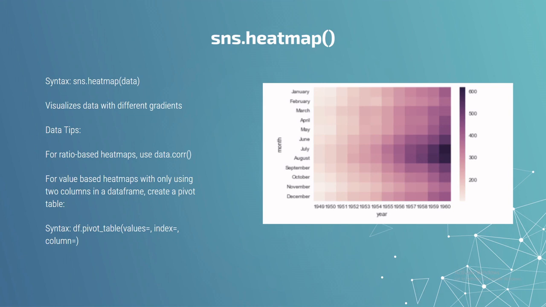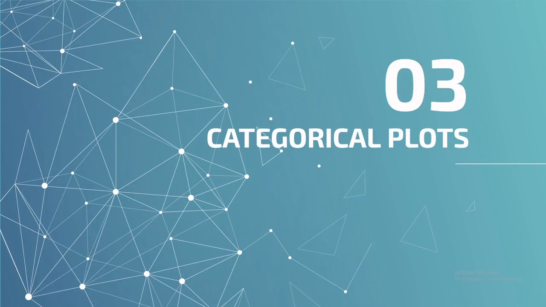For value-based heat maps using only two columns in a data frame, you can create a pivot table. A pivot table is quite interesting in the sense that it creates usable data for a heat map, and it will show you the density on the data frame itself. The syntax for this is dataframe.pivot_table, and then in your parentheses you put values, index, and then columns. I'll get to this in more detail in the implementation section, but this is quite complicated and heat maps aren't usually used often, but when they are used, they're quite beautiful to see in machine learning papers and in your Kaggle competition.